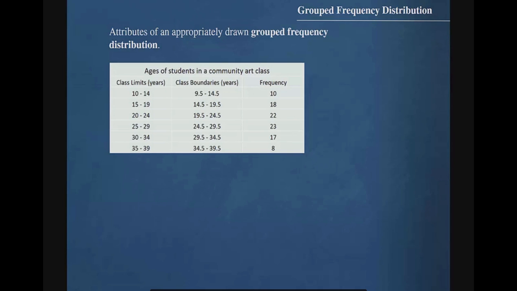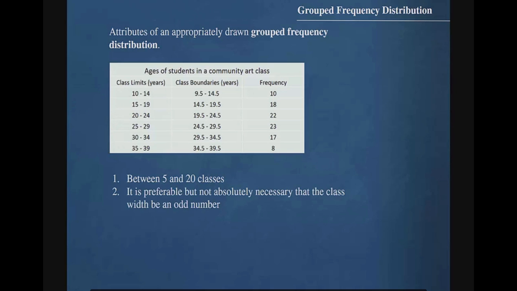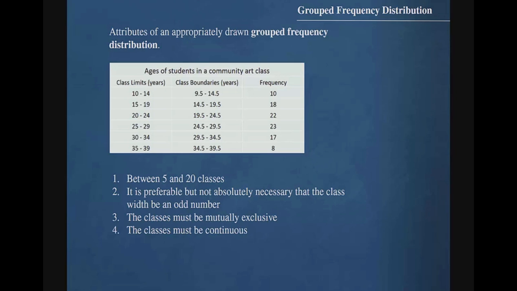There should be between 5 and 20 classes. This grouped frequency distribution contains 6 classes. It is preferable, but not absolutely necessary, that the class width be an odd number. We can subtract the lower class boundary from the upper class boundary for any of these classes and see that the class width is 5. The classes must be mutually exclusive. The classes do not overlap, so that each data value would be accounted for in only one class.